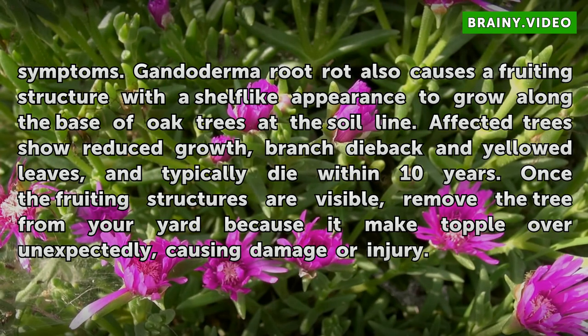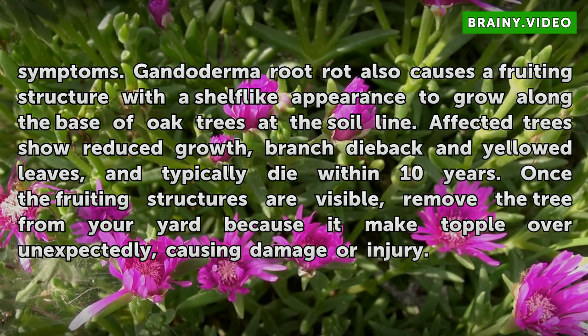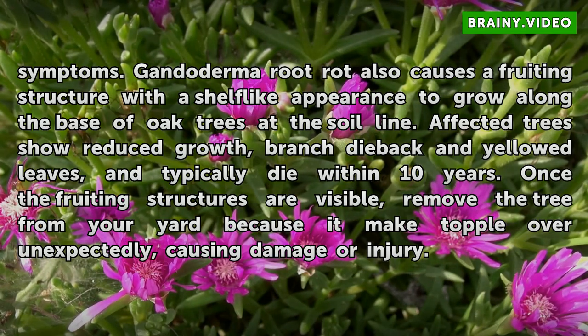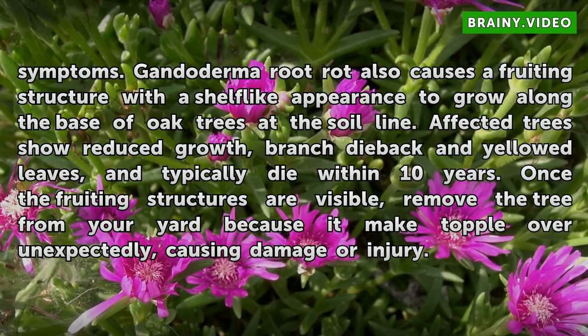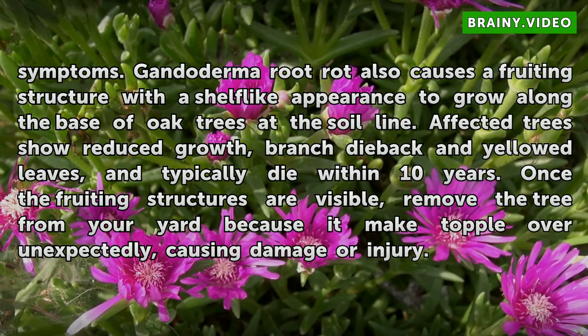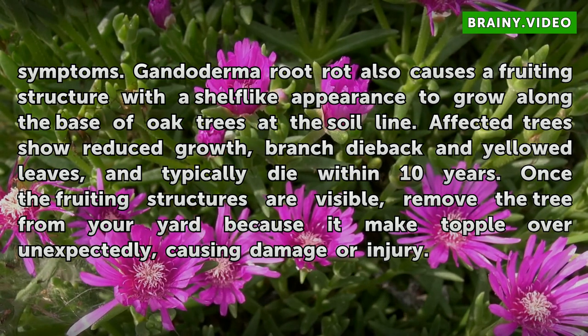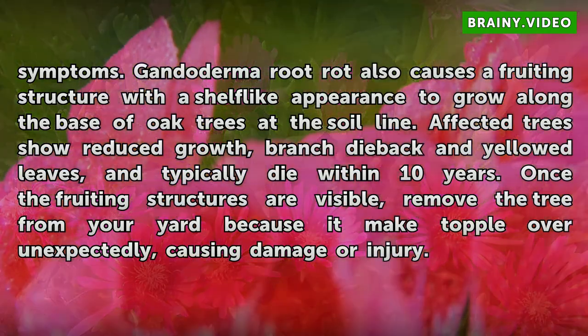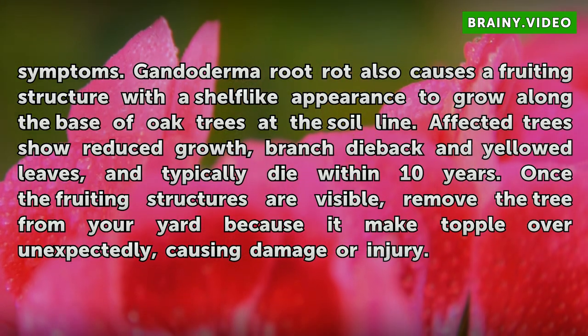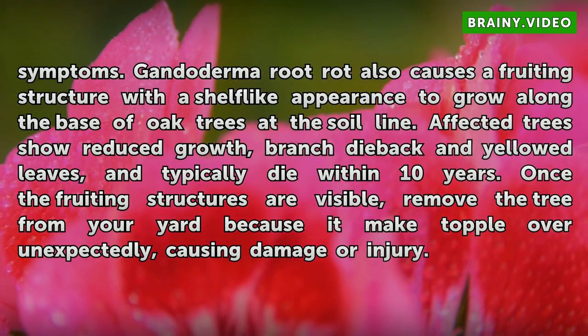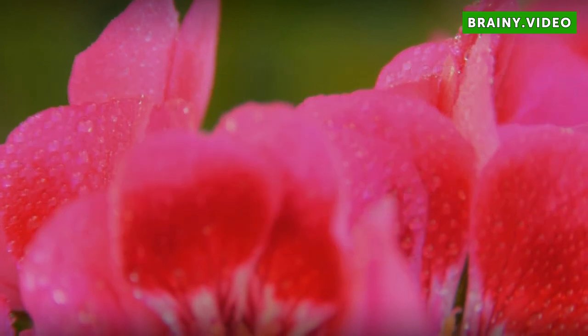Ganoderma root rot also causes a fruiting structure with a shelf-like appearance to grow along the base of oak trees at the soil line. Affected trees show reduced growth, branch dieback and yellowed leaves, and typically die within 10 years. Once the fruiting structures are visible, remove the tree from your yard because it may topple over unexpectedly, causing damage or injury.